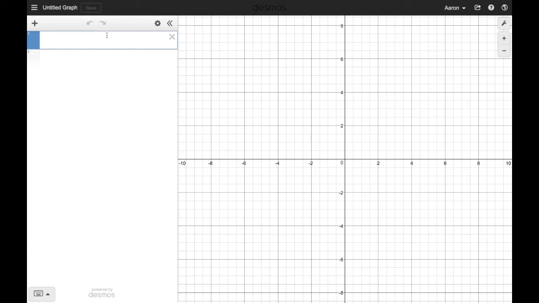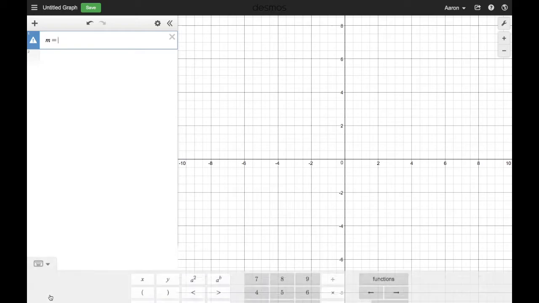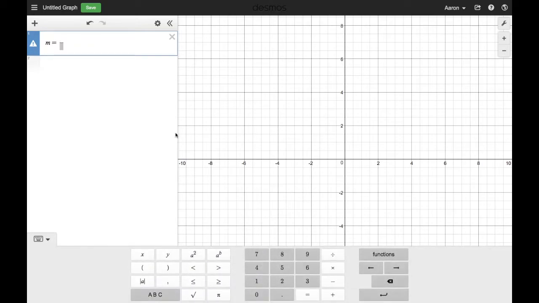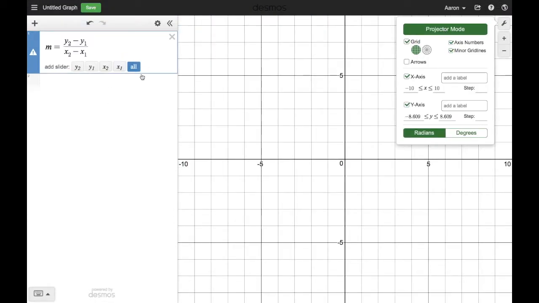Okay, so the couple of things we're going to graph. First of all, let's just type in the formula for slope. M is equal to, and I'm going to press the division symbol, so we get something on the top and something on the bottom. y2 minus y1. I'm going to press the down button, click right here on the denominator. x2 minus x1. Can't really see things very well, so I think I'm going to change it to projector mode. There, a lot bigger. And yes, give me a whole bunch of sliders.